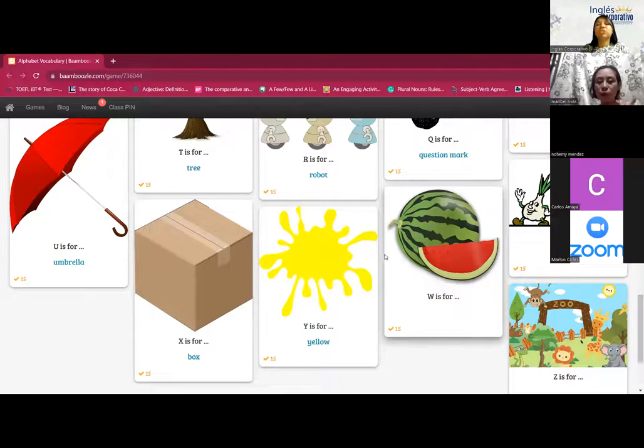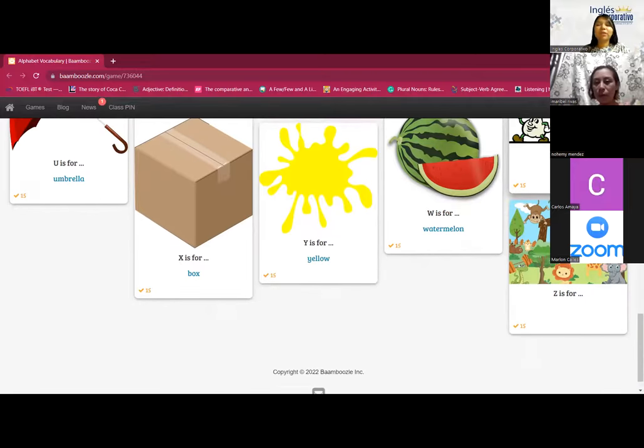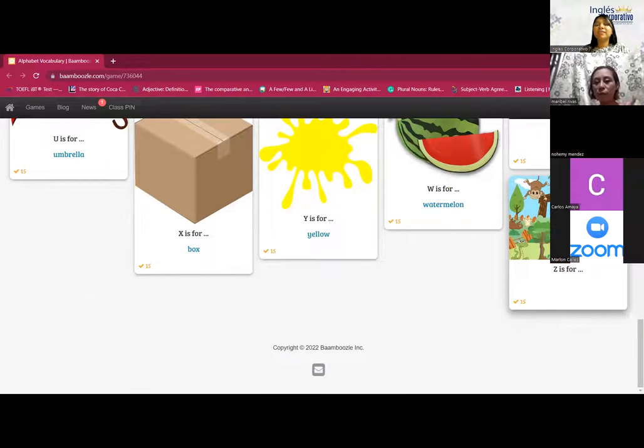Yellow. W is for? Watermelon. Do you like watermelon? Yes. Delicious, right? It is delicious. Letter V. Veggies. Yes. Or vegetable. Very good. Vegetable. Letter Z. Zoo. Very good, guys.